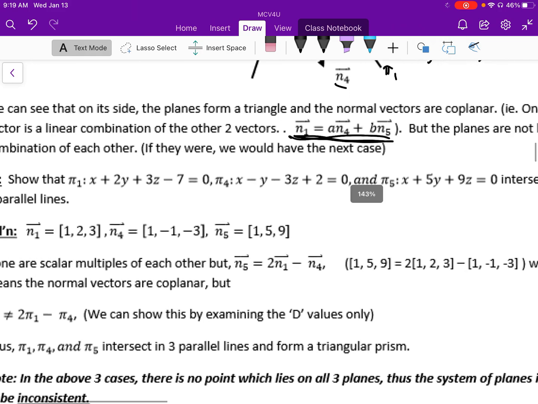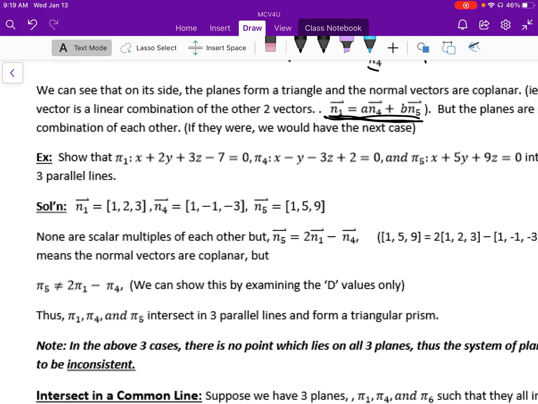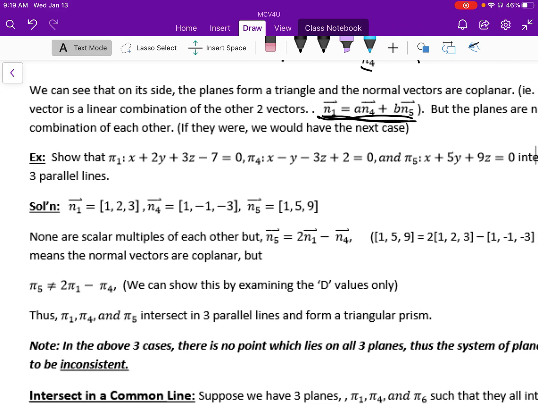Take a look. You can go through this example here, and show that you do come up with a linear combination with the normals, but you cannot come up with the same linear combination using the d values of the full planes. So that's what you have: three parallel lines, and you have this triangular prism being formed.